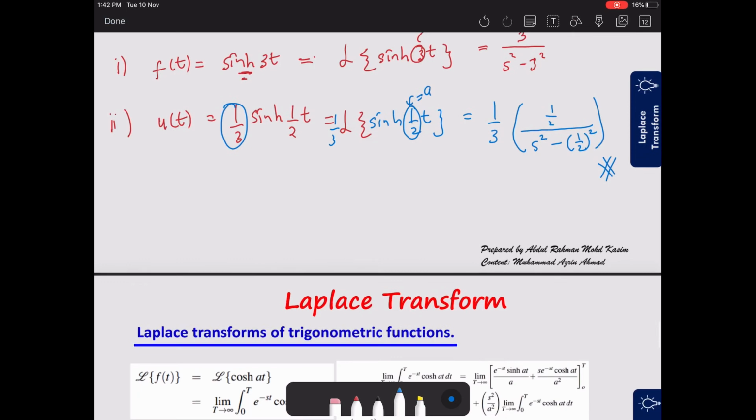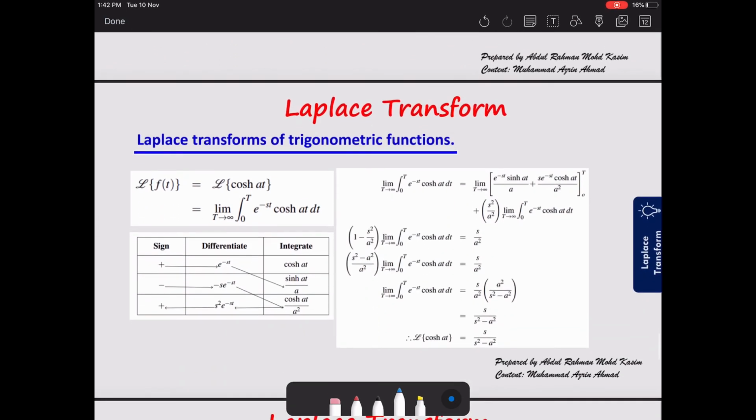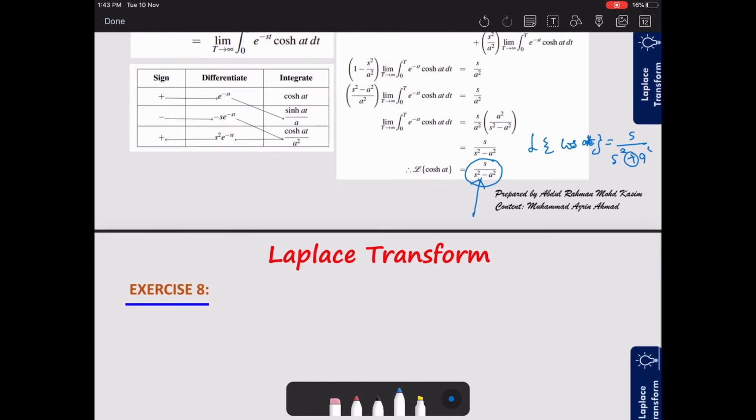It's similar for our next function, which is cos hyperbolic. The difference is only here. If you compare with cos at, the cos at gives you s squared plus a squared, but for the cos hyperbolic it will give you minus.